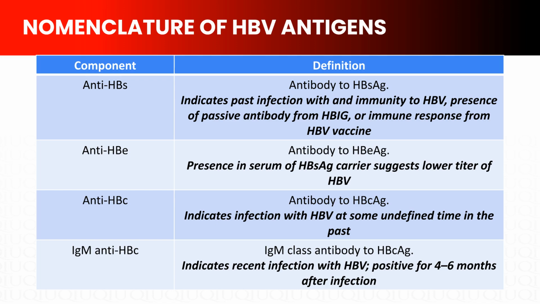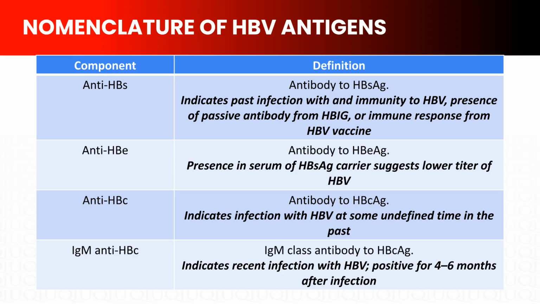Anti-HBe, antibody to e antigen. When an HBsAg carrier develops anti-HBe, it suggests lower viral replication and lower infectivity. Think of it as the body starting to control the infection. Anti-HBc, antibody to core antigen. This indicates HBV infection at some point in the past. It could be recent or years ago. The antibody doesn't tell us when.